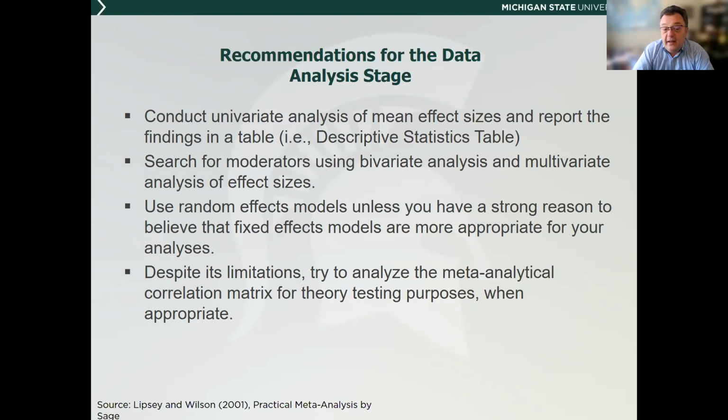And try to analyze the meta-analytic correlation metrics despite its limitations for theory testing purposes when you can. But the number of effect sizes per cell in your aggregate meta-analytic correlation metrics is important. In my opinion, if you have less than 5, ideally less than 10, you probably don't have enough studies to use meta-analysis for theory testing purposes, but I would really like to hear others' opinions on this.